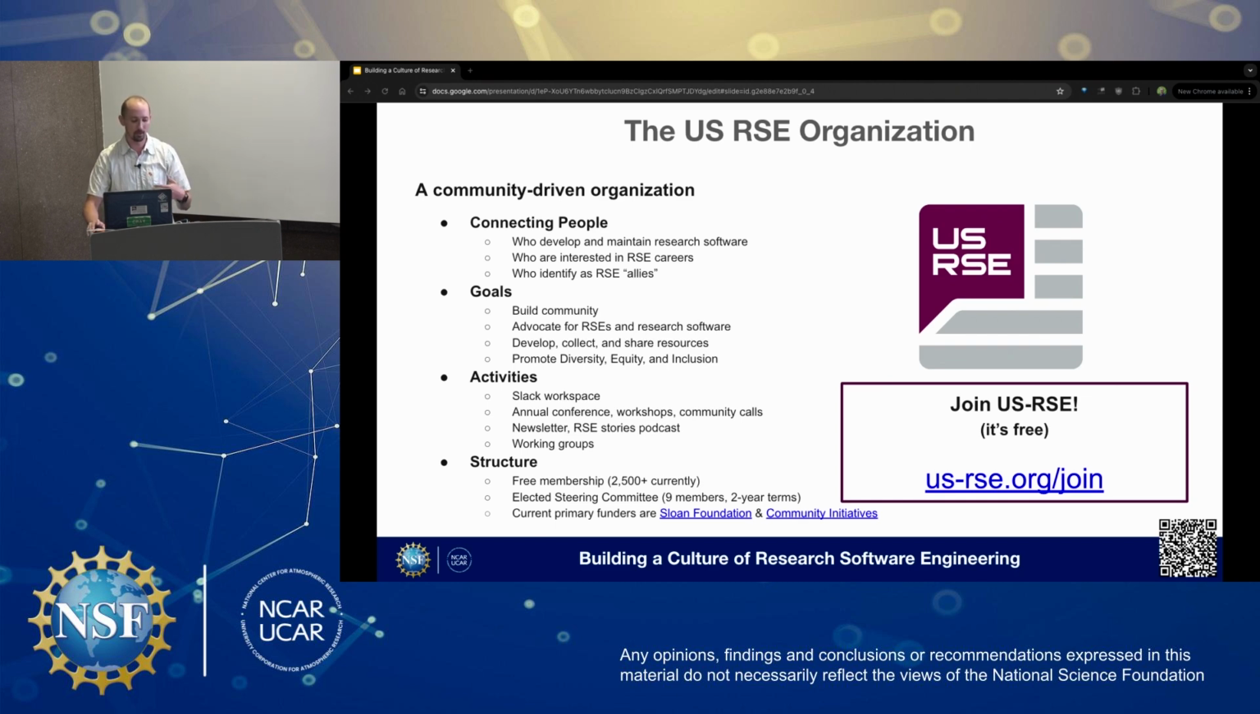And then as well as developing, collecting, and curating various resources for folks to access and learn from and share with each other, as well as promoting DEI within the organization, as well as externally, towards encouraging meaningful inclusion of all folks that might be interested in engaging in this career field.